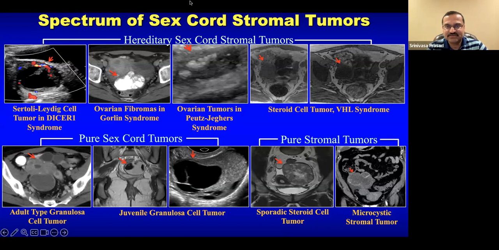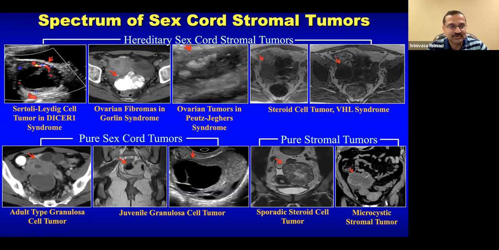And in certain sex-cord stromal tumors, we can make the prospective diagnosis. Here is a patient with higher signal intensity on in-phase than on the out-of-phase images, suggesting the presence of microscopic fat. And this was a patient with steroid cell tumor in VHL syndrome. So there are specific genetic syndromes that are associated with specific histologic subtypes of non-epithelial or sex-cord stromal tumors. And some of them have characteristic imaging findings that will allow us to make the diagnosis.